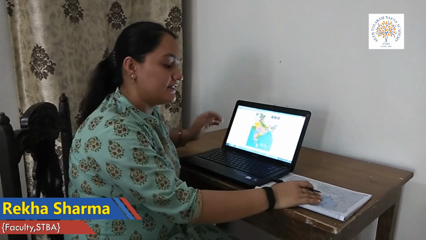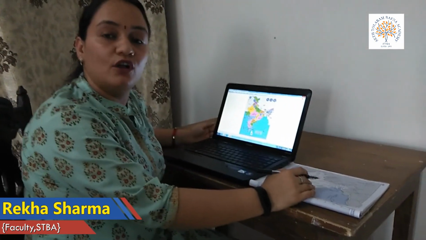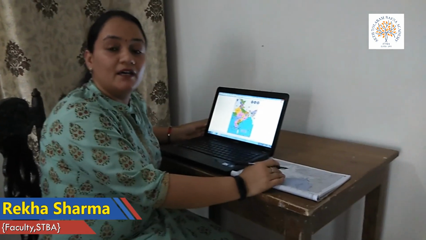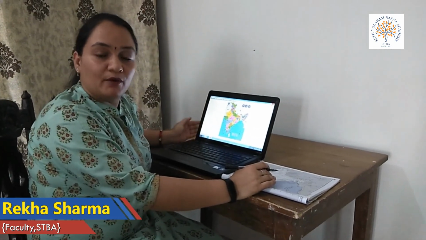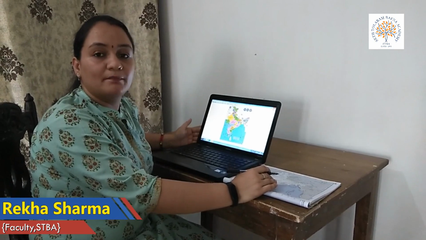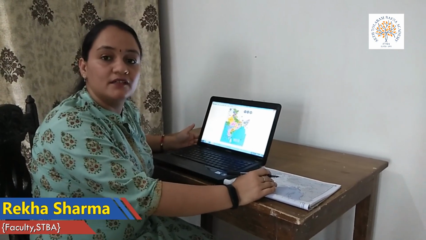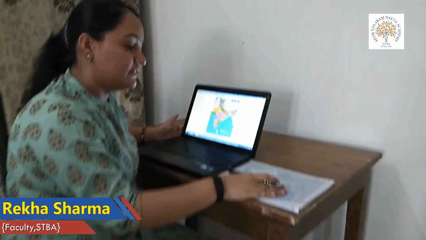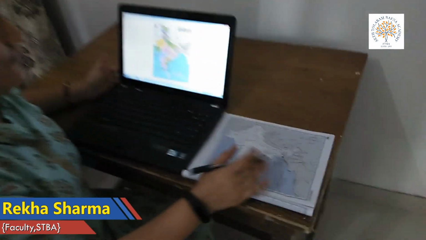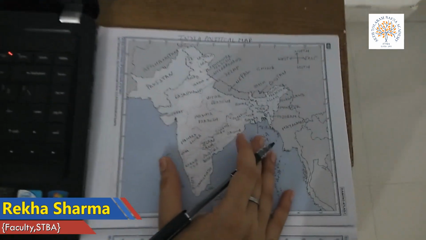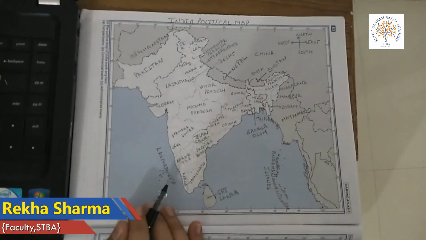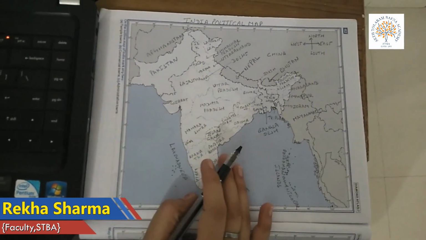Children, here is India's political map. What is a political map? A political map is one which shows the boundaries of the countries and the states. Now look at India's political map. First we will go through it. This is the map of India and we have to fill in the states.